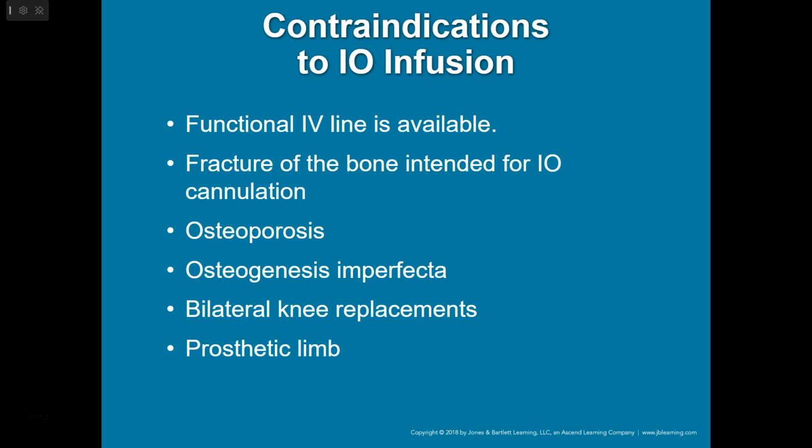Functional IV line is available. This is when you're not going to get an IO. Again, it's not our first line. IO isn't our first line. IV is always preferred. A lot less cost.